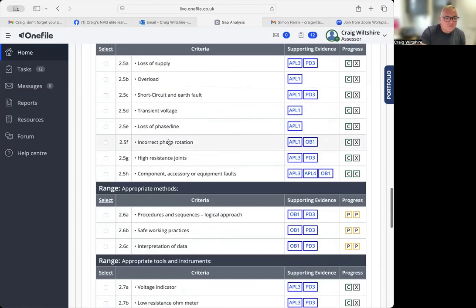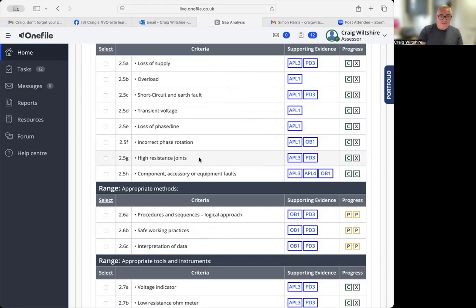And I'll pick another one, right? Just so you guys can have an idea of what we're looking for here. We'll pick high resistance joint, right? So I had a client call me because there were some sockets in the property that had intermittent power. It was going on and coming off, and they didn't think that was right.